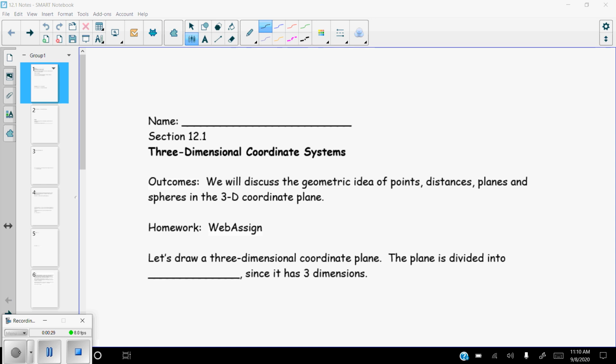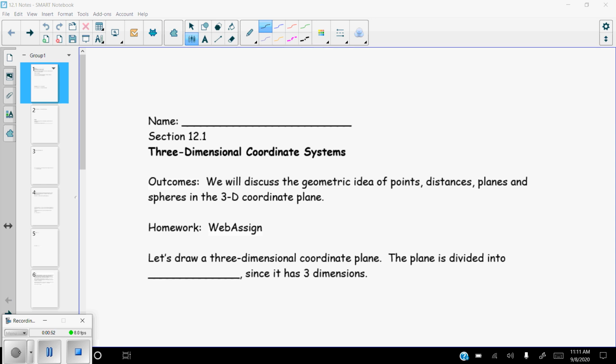This should be a relatively short lesson comparatively. Some of these lessons are going to be very long throughout the year, but this one shouldn't take us too long. Okay, so let's look at our outcomes. We're going to discuss the geometric idea of points, distances, planes, and spheres in the three-dimensional coordinate plane.